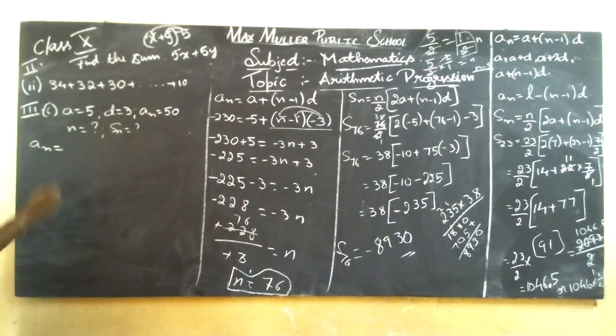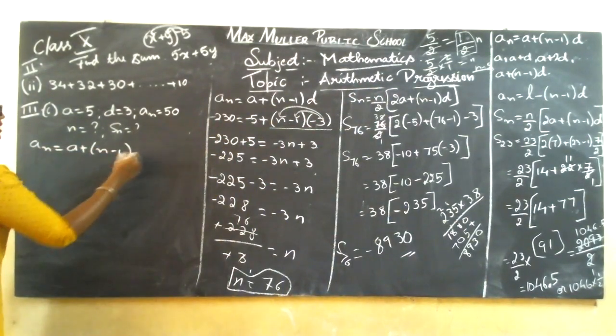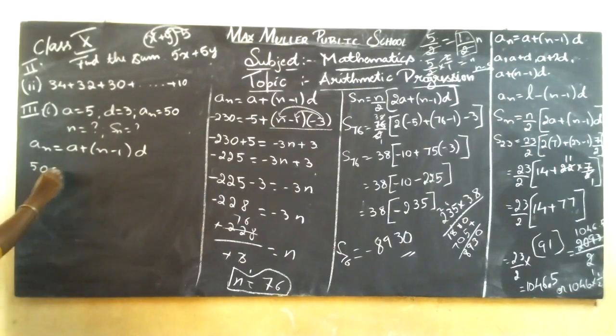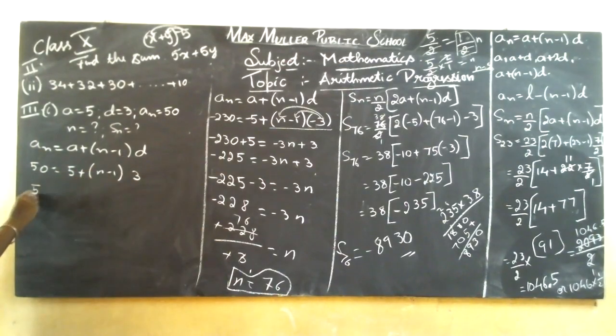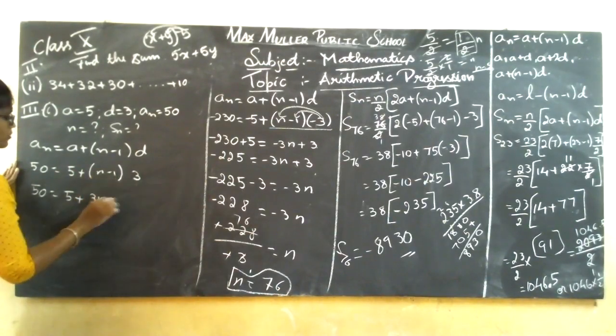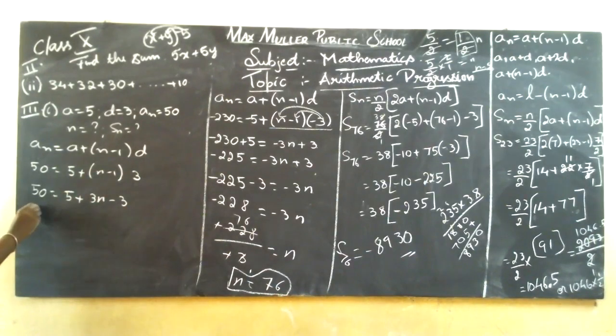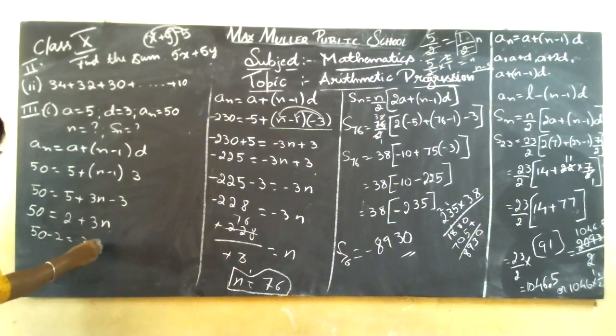So what is the formula of an? an is equal to a plus n minus 1 into d. What is an? 50 is equal to a is 5 plus n minus 1, d is 3. So 50 is equal to 5 plus 3 into n is 3n, 3 into minus 1 is minus 3. So 50 is equal to, in 5 if 3 goes, what is left? 2 plus 3n. If plus 2 comes this side, it is minus 2. So in 50, if 2 goes, what is the answer left? 48 is equal to 3n.